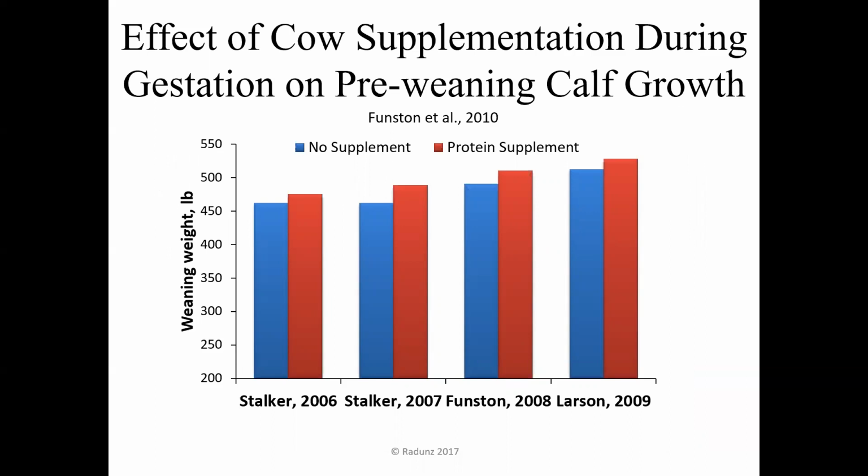The bars in blue are from cows with no protein supplementation. The bars in red are from cows with different protein supplementation, additional protein supplementation. What you see here is that protein supplementation of that cow during gestation resulted in greater weaning weight of calves in all 4 studies.